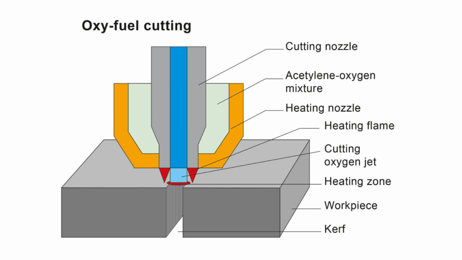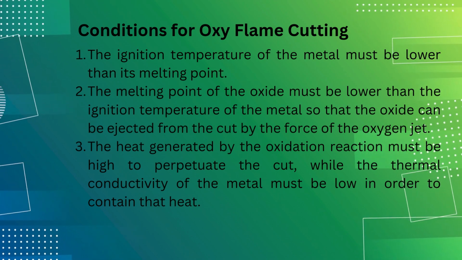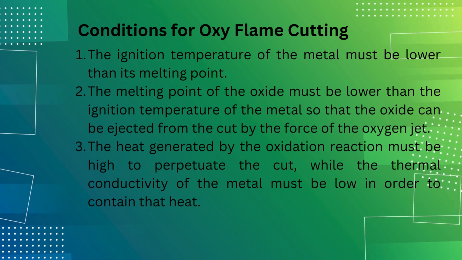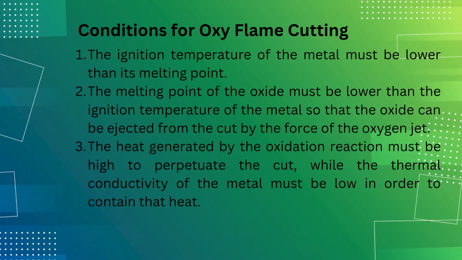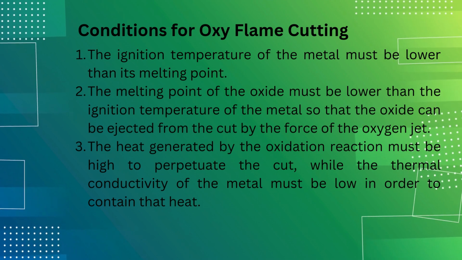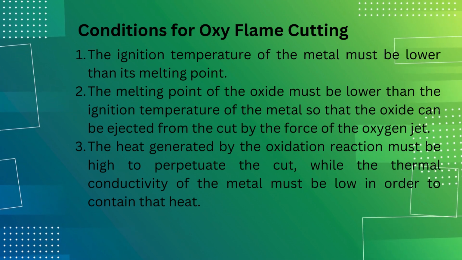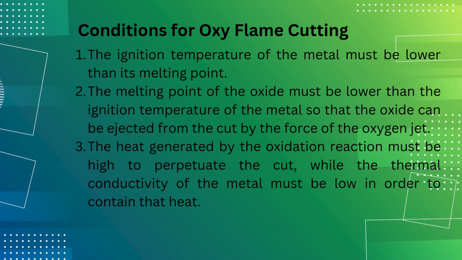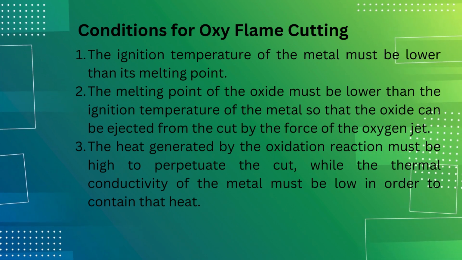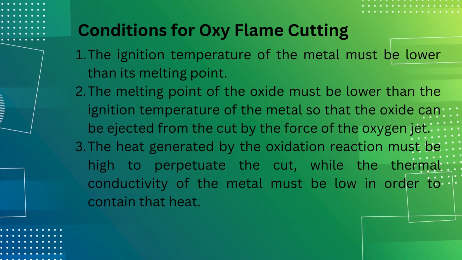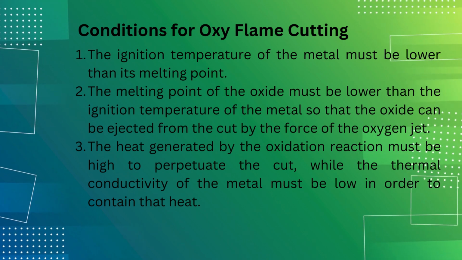The following conditions must be satisfied. 1. The ignition temperature of the metal must be lower than its melting point. 2. The melting point of the oxide must be lower than the ignition temperature of the metal so that the oxide can be ejected from the cut by the force of the oxygen jet. 3. The heat generated by the oxidation reaction must be high to perpetuate the cut, while the thermal conductivity of the metal must be low in order to contain that heat. These conditions are satisfied by structural steels.